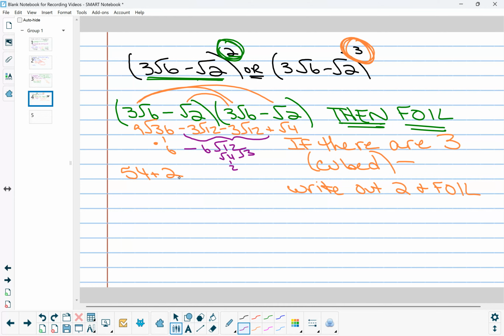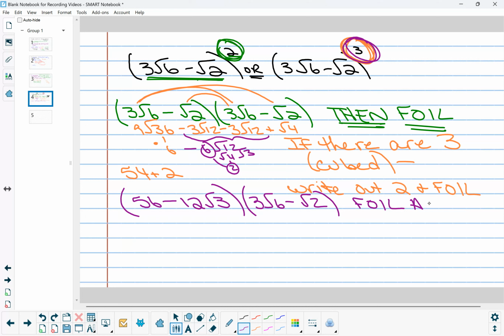So this is a 54, 56 minus, I'd multiply these together, right? So that would be minus 12 rad 3. Put that in parentheses, and then bring this third one down. So I'd go 3 rad 6 minus rad 2, and then I would FOIL again. Okay, that's how you would handle that if you had 3 of those.